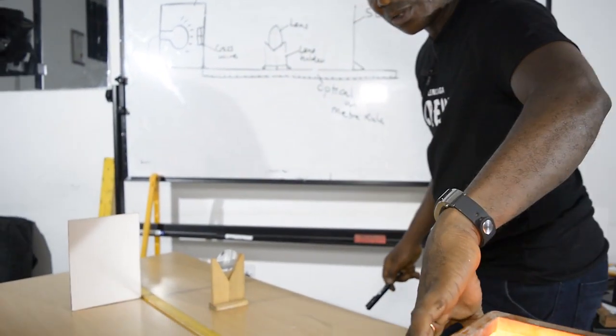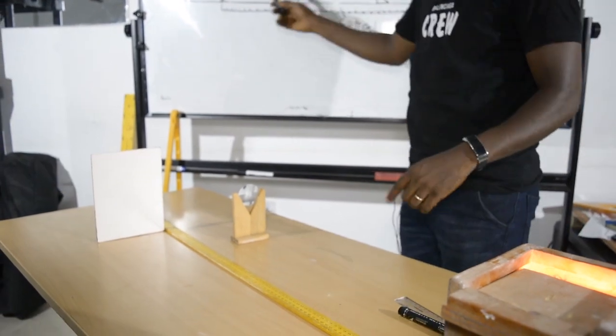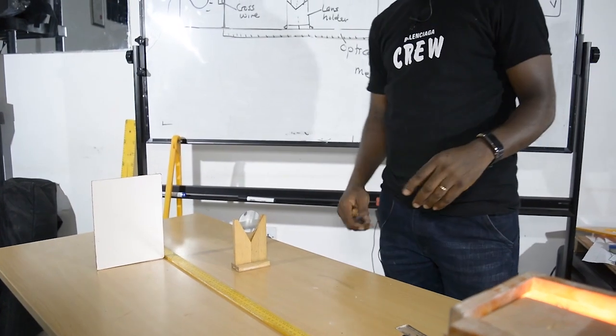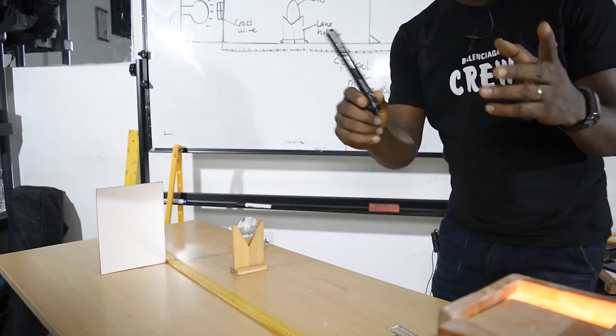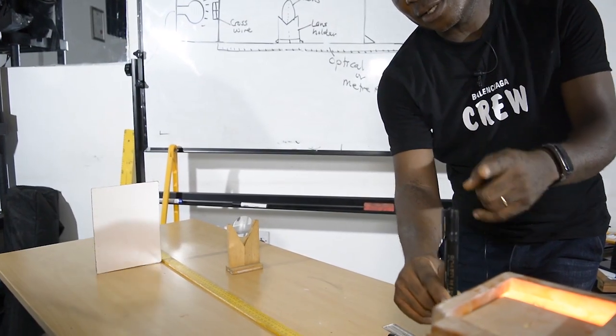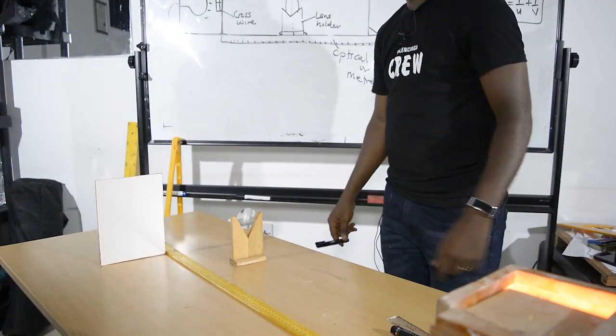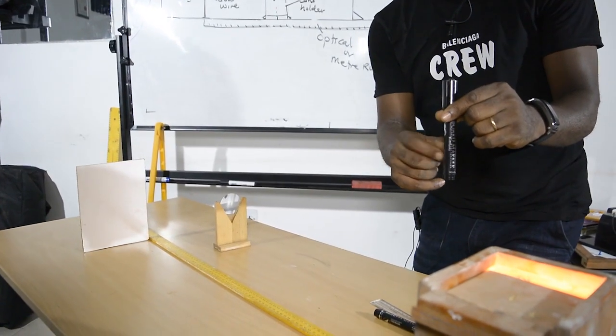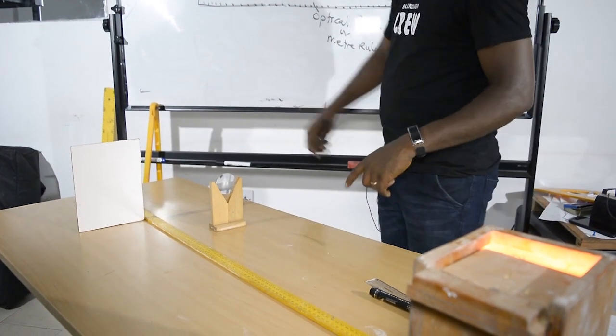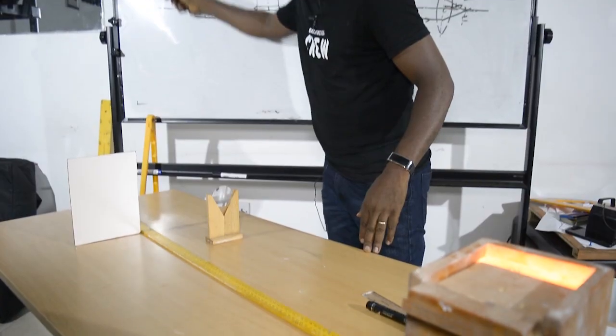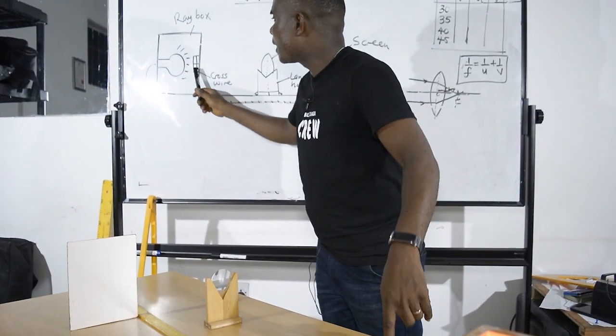If you don't have this sophisticated ray box, you can also use a candle. You can see the candle now serves as the object and also the light you are looking for. The flame of the candle becomes the object in that case. So now we have the ray box which contains the lamp, and that is a cross wire.